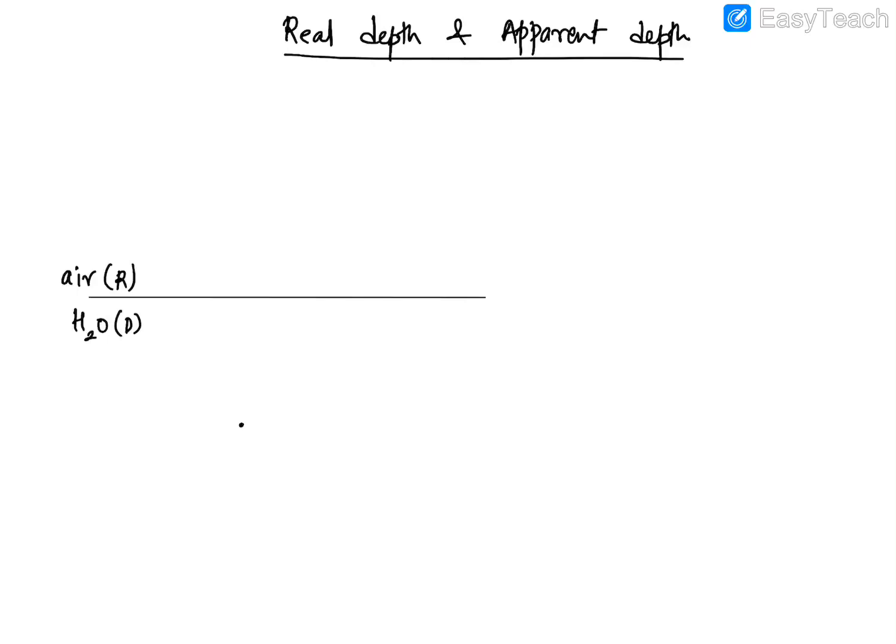Now how will the light ray go from this point? It is going from denser to rarer, so it is supposed to go how? Away from the normal. So your light ray will go, say, this is how it will go.